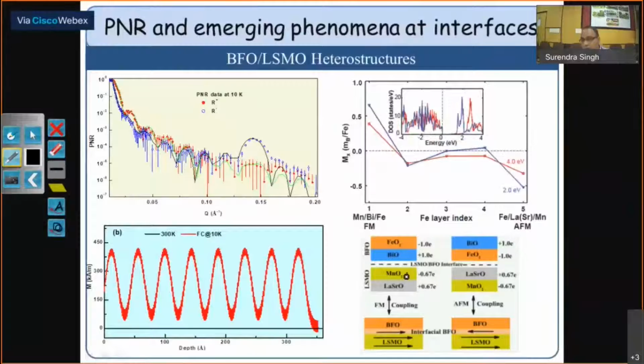As the first principles calculation also suggested, when the iron and Mn at the interface are separated by bismuth, then we will have a ferromagnetic coupling. But when the iron and Mn are separated by La or Sr element, then we will have antiferromagnetic coupling. This is exactly what we have obtained in this study.